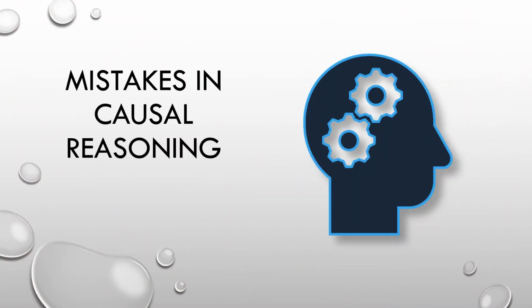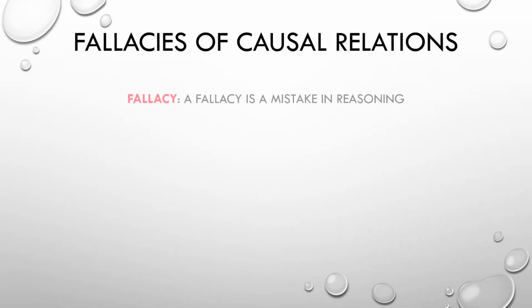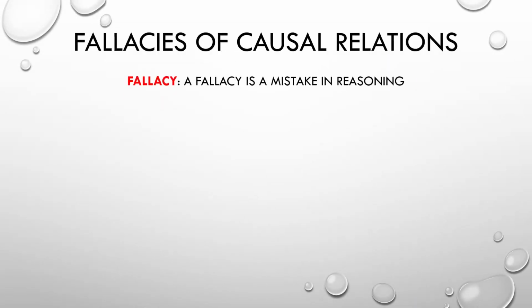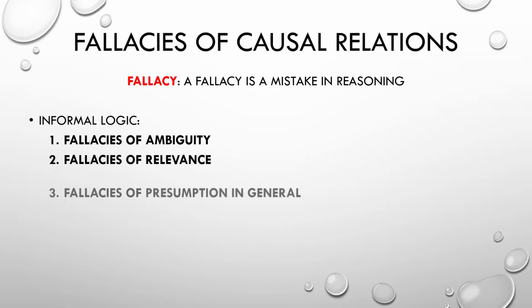Now, let's turn to everyone's favorite pastime, identifying fallacies, specifically those that have to do with causal reasoning. A fallacy, remember, is a mistake in reasoning. And we've already studied 3 of the 5 major types that we'll come across in this course: informal fallacies of ambiguity, relevance, and presumption in general.